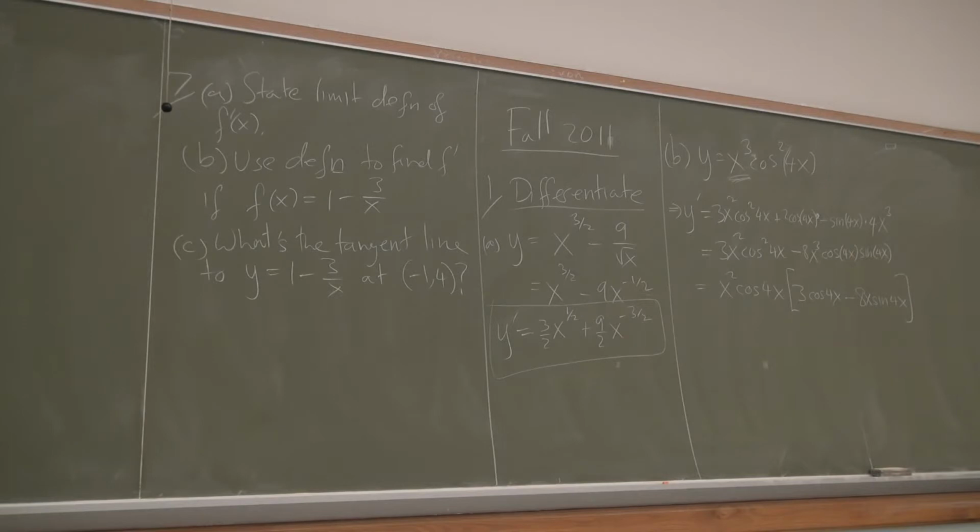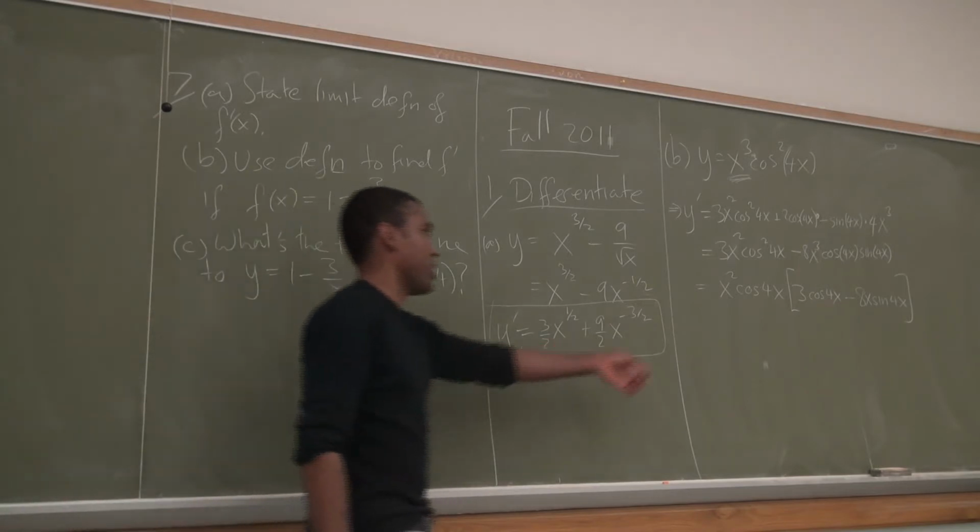Wait, you needed the product rule and the chain rule within the product rule? Yes. To differentiate the cosine squared, you have to use the chain rule. And then you have to simplify that. They expect you to simplify something like that.